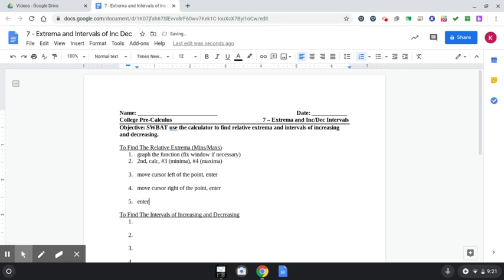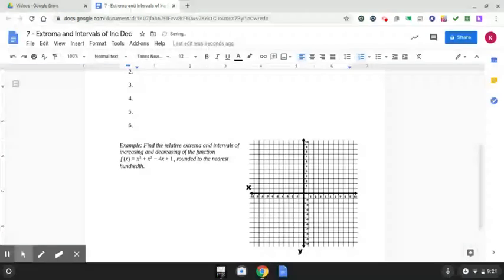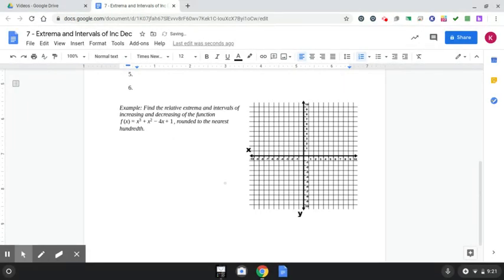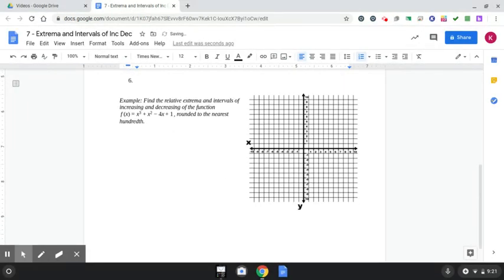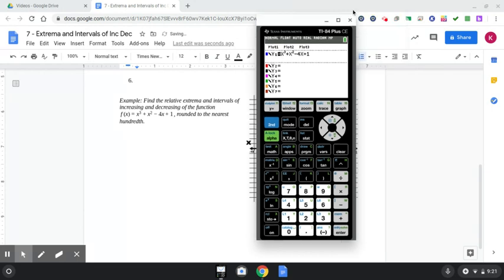Okay? So if we move down, let's ignore increasing and decreasing for now. Let's just practice finding the mins and maxes of this function of your example below. Okay? So f of x equals x to the third plus x squared minus 4x plus 1. So if you type that into y equals in your calculator, and then you can take like a quick peek of what your graph is going to look like.